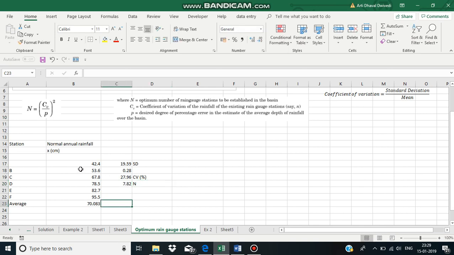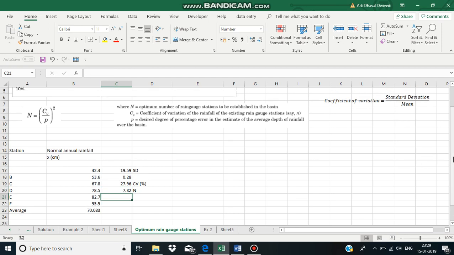Now there are 6 rain gauge stations at present. So we need 7 or 8 rain gauge stations in this basin. 7.82, if we round this number, it will be 8. So at present there are 6, we need 8 or at least 7 rain gauge stations.